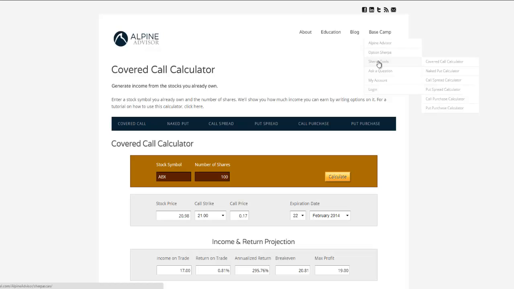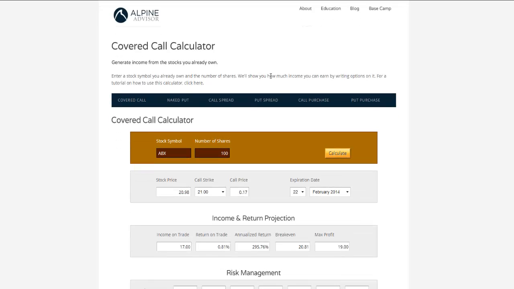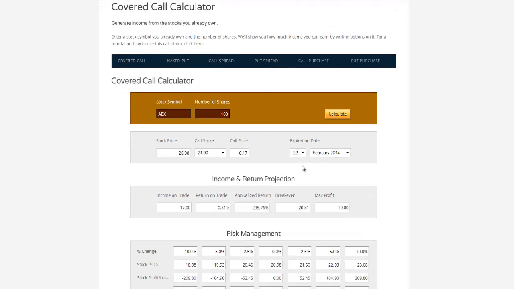Once you click on the covered call calculator over here, it'll bring up this page. To break it down a little bit, it's a tool used to see what your potential income and return will be on any particular trade. It will also show you how you will do if the underlying stock drops 10% or goes up 10%. So it gives you a range over the time period that you've chosen, whether it's 1 week, 1 month, or 1 year, of how this trade will perform during that time period.